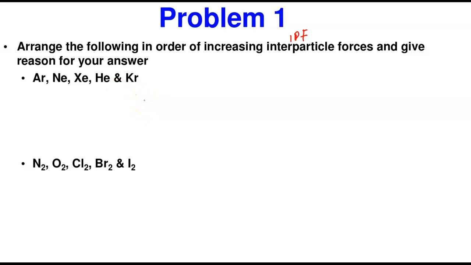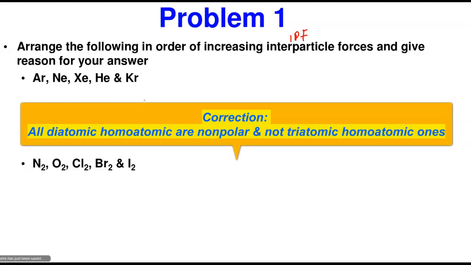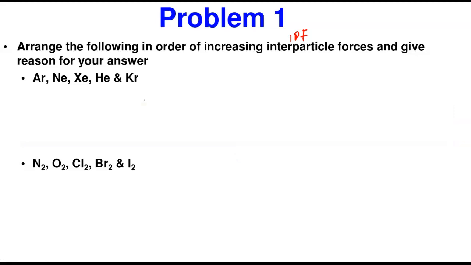Single atoms, or homoatomic molecules, whether diatomic or triatomic, are all non-polar themselves because they are very symmetric. Just remember that. So what does that simply mean for us? What it means for us is that all these molecules are non-polar. That's the first thing, because they're single atoms. So if they're all non-polar, one factor will decide what is going to happen to them.